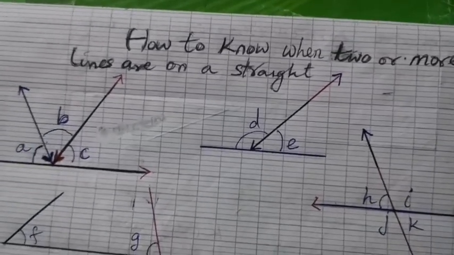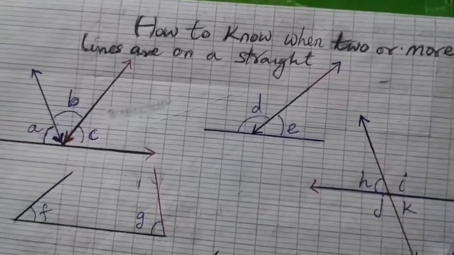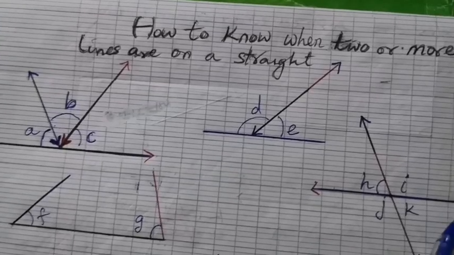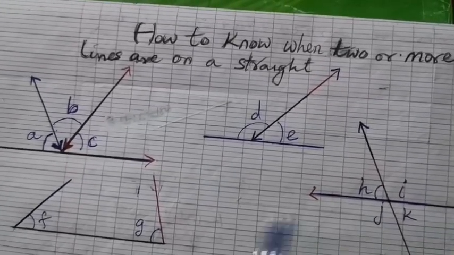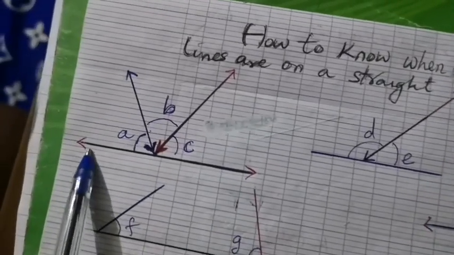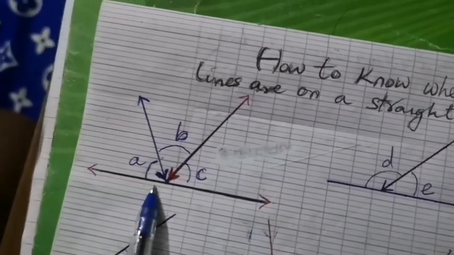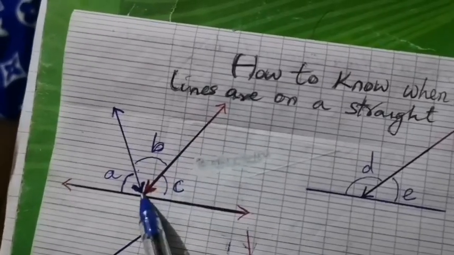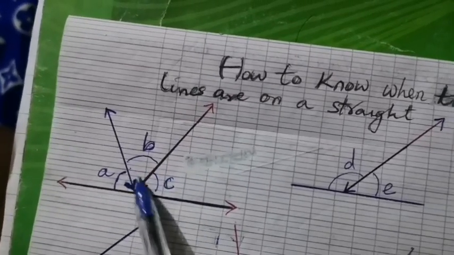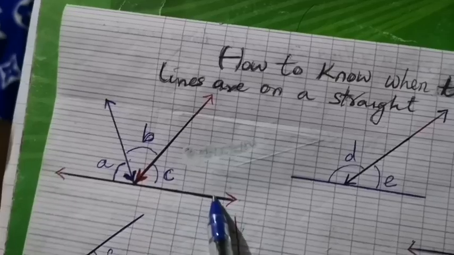Now, for us to know whether a line or two lines are on a straight line, we will first of all check to see if we have a baseline. Like in this first one, we have a baseline. So this one is the baseline. And these two lines actually meet here. And two of them meet on this baseline.